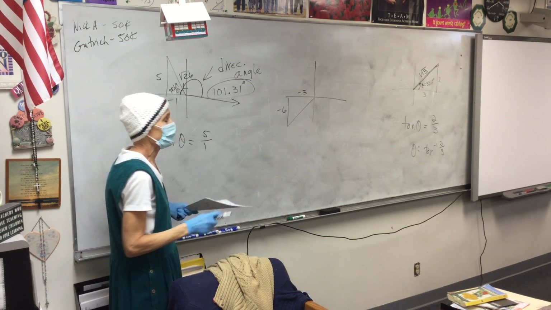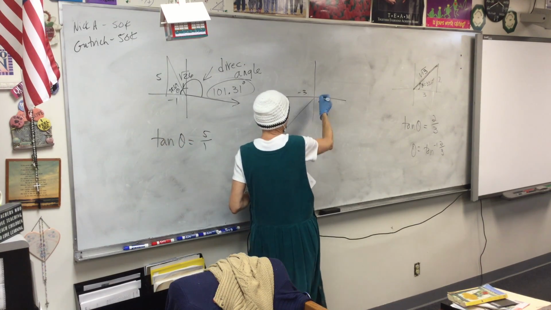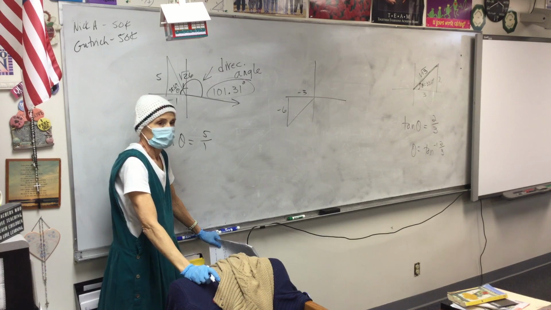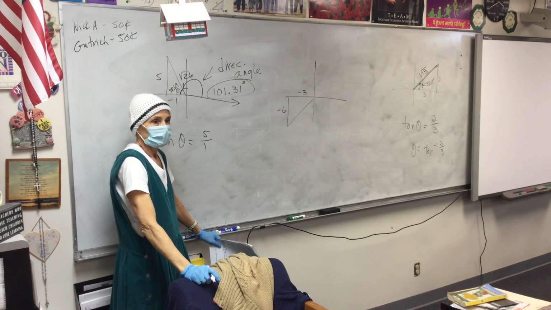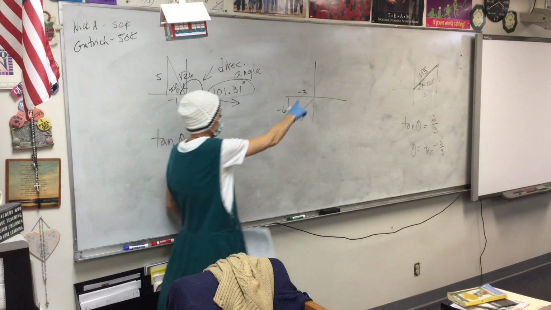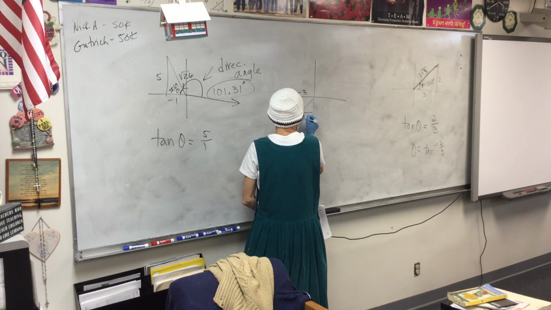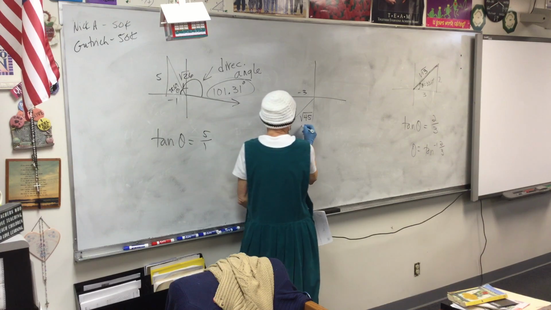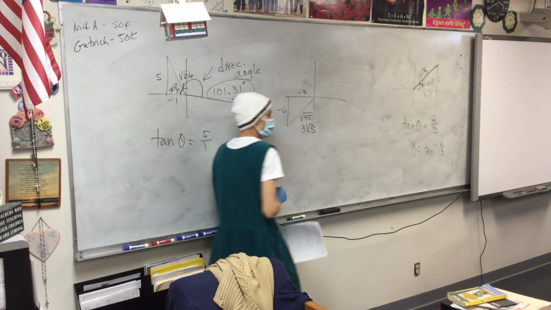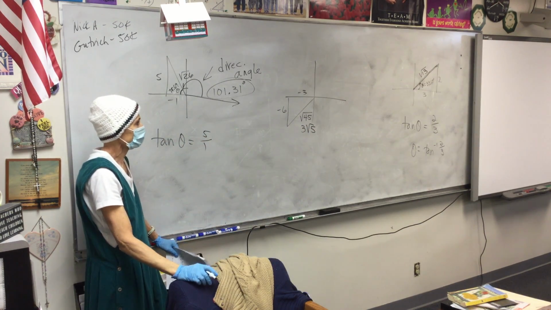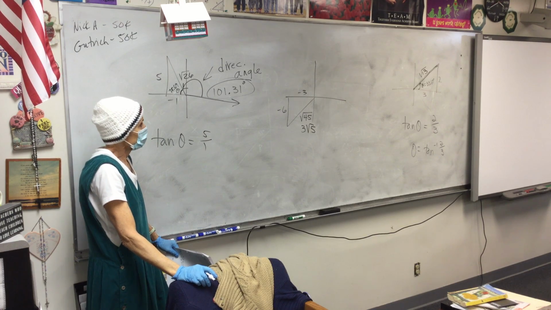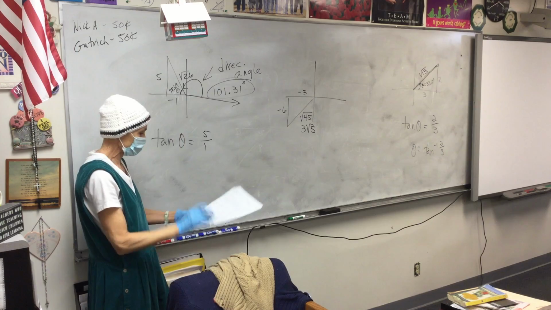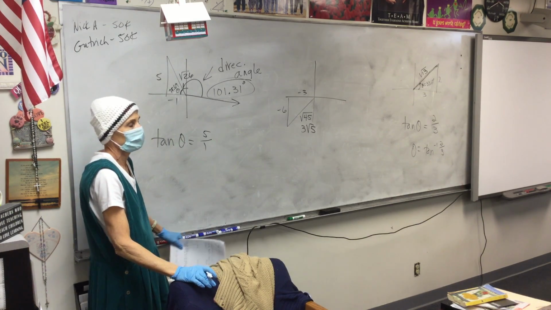All right, what's our magnitude? Guys, what's our magnitude? Root 45, let's clean that up. Root 45 is 3 root 5? All right, that's the magnitude. Two-part question, find the magnitude.